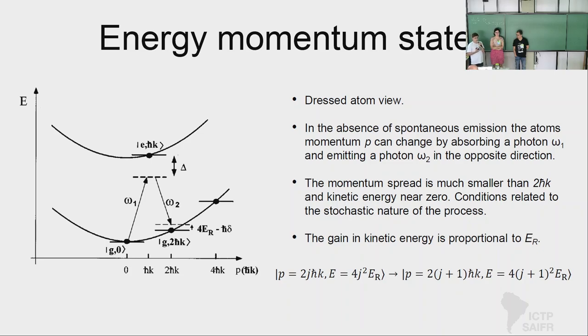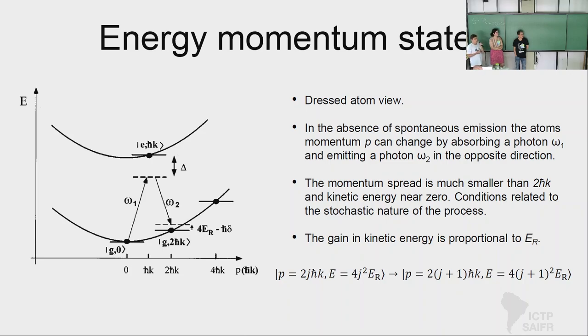And this light, as Lucía said, has a drift on the difference of frequency between the two lasers that form the stationary wave. As we don't have spontaneous emissions in this system, the momentum of the atoms will change, like absorbing a photon of frequency omega 1 and emitting a photon of frequency omega 2. And this is detuned from the transition to the excited state. So, as Luis said, this will not change the electronic state of the atom, but it will change the momentum state of the atom.